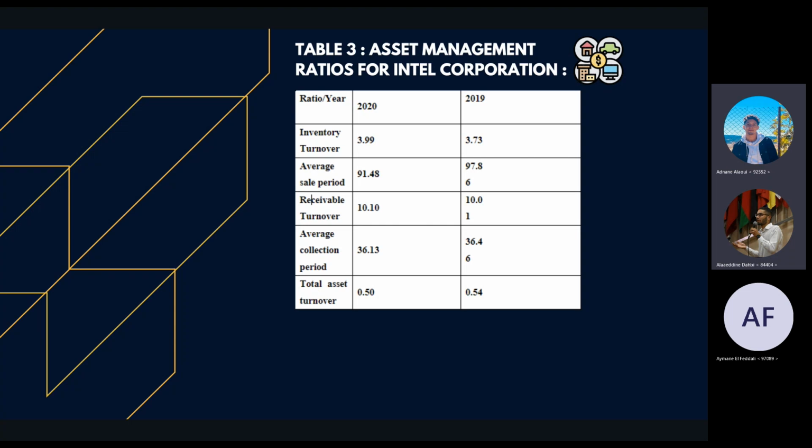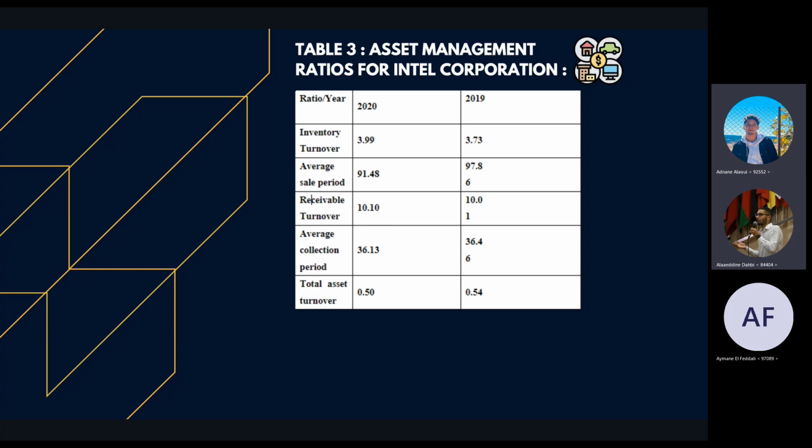From the data and the results mentioned above related to the asset management ratio, we can simply notice that the inventory turnover increased by 7%, and that can be simply explained by the increase of the cost of goods sold by 15%. The thing that simply explains the decrease of the average sale period by 7%, which is about half the increase of cost of goods sold.